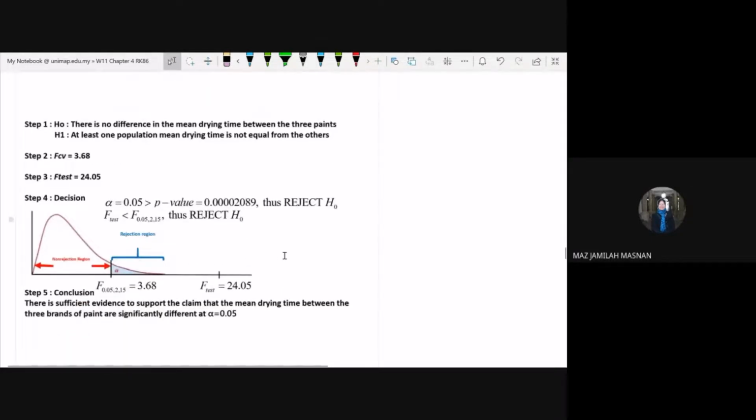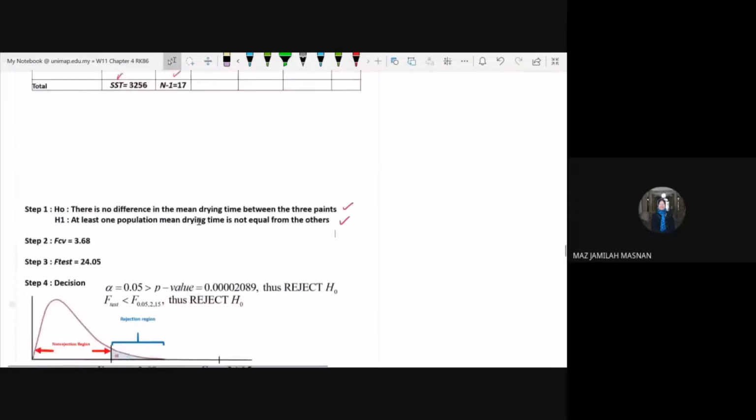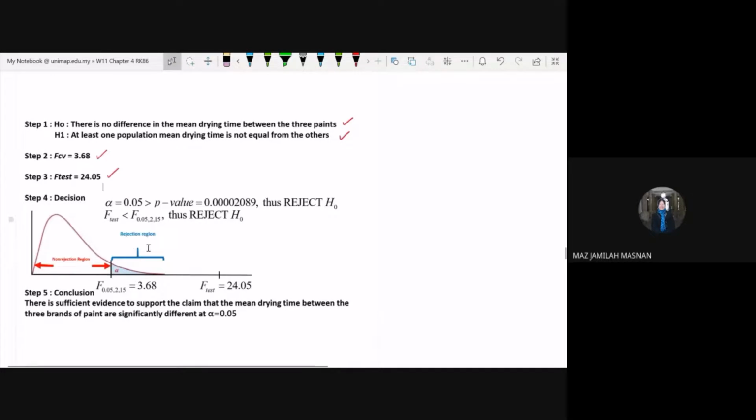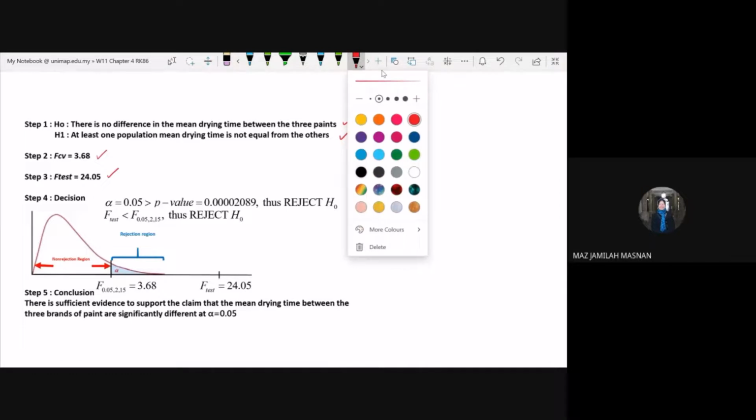We have discussed our null and alternative statement just now, and from our ANOVA table, we know that our FCV is 3.68 and our F test is obtained as 24.05. Now, for the decision making, you can either use your alpha and your P, or the same goes to your F test and FCV. So, how do we make a decision then?